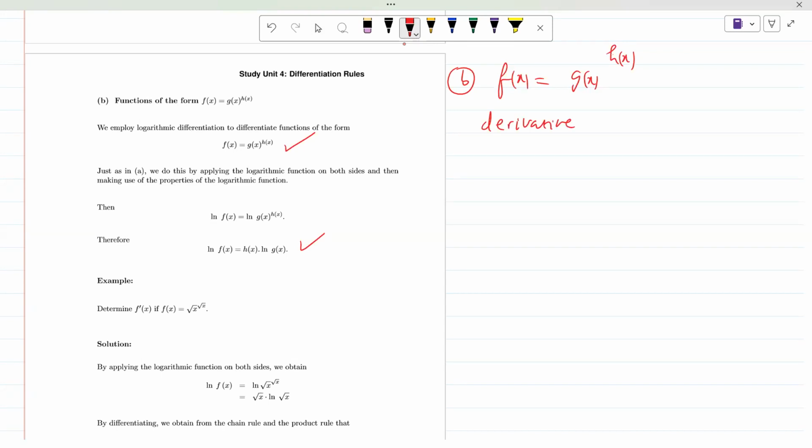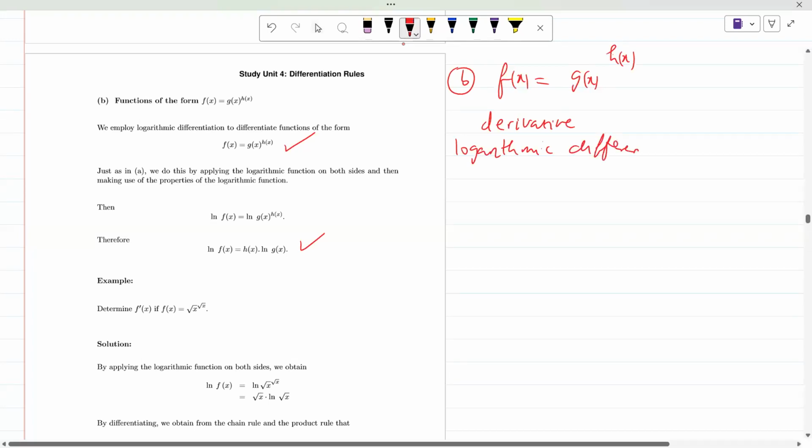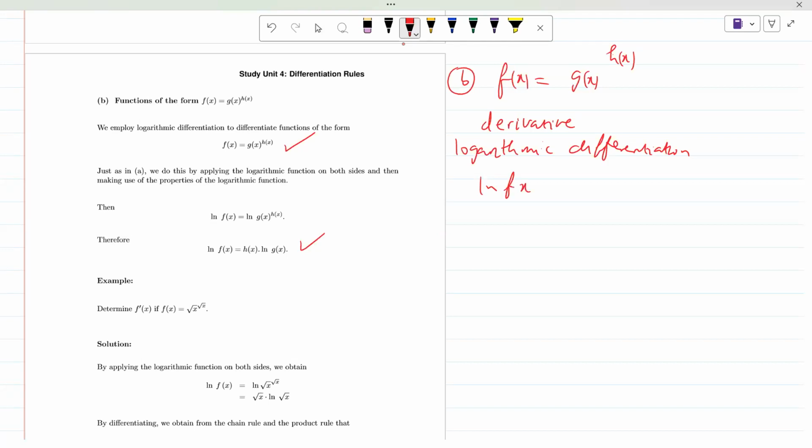Right, to find the derivative of this, we need to use the log. So we use what we call logarithmic differentiation. What is logarithmic differentiation? You apply the natural log on the left and you apply the natural log on the right, which means it is the ln of f of x, which is the same as h of x times the ln of g.